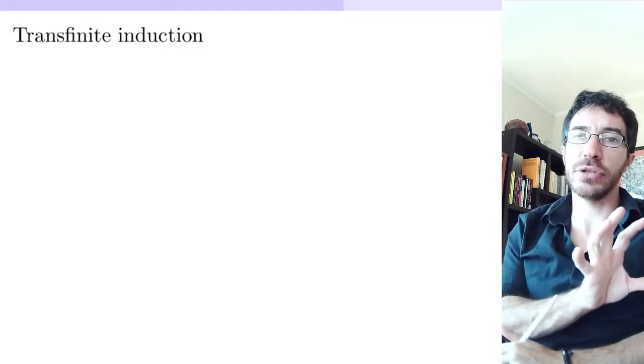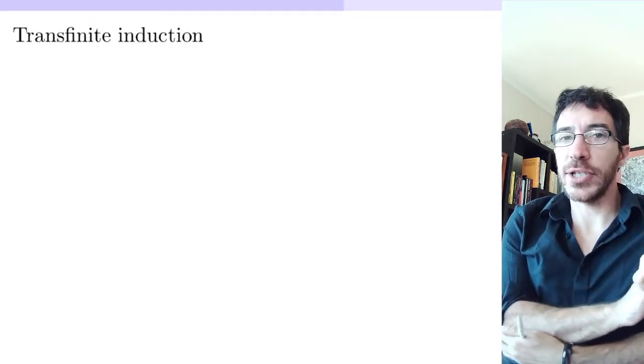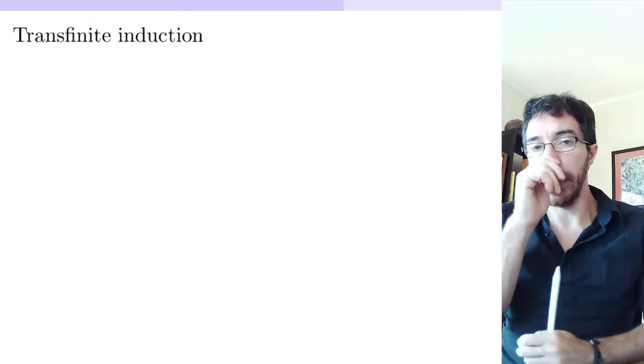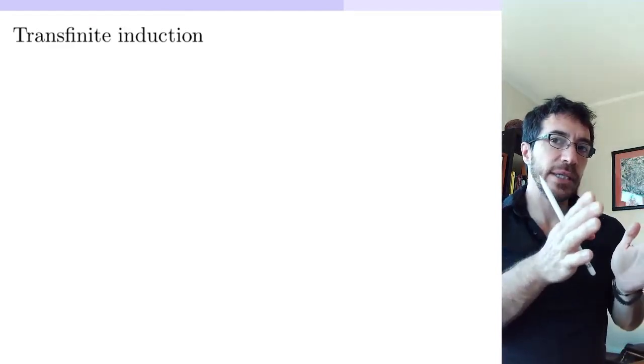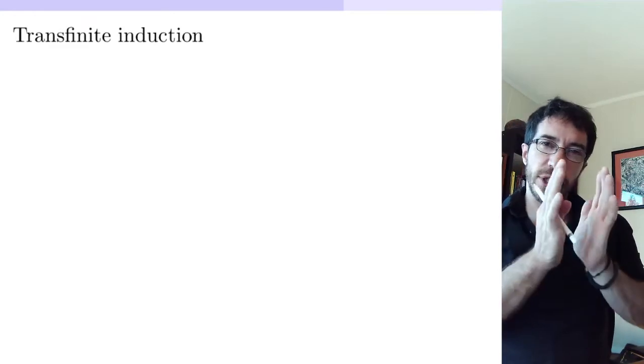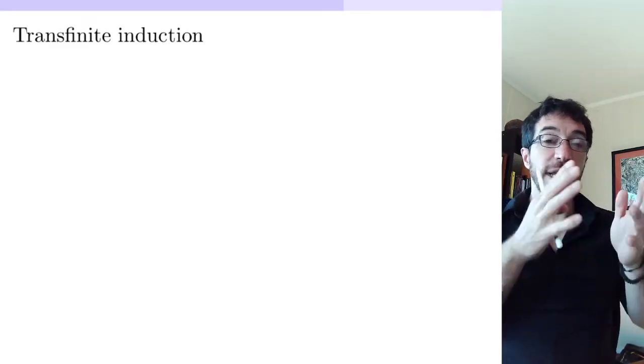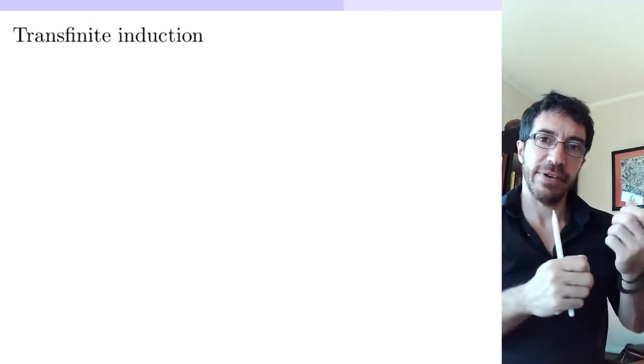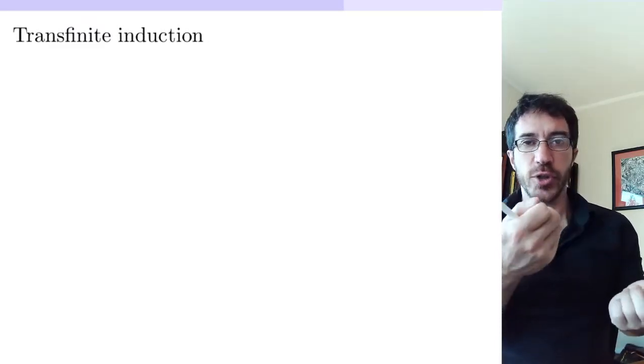So remember, induction was a principle in the natural numbers that allowed you to prove things by showing, if you wanted to show that every natural number had a property, what you did was consider all the sets that have the property, all the elements that have the property, and then prove that this set is inductive. That if an element is inside, then the next one is also inside.